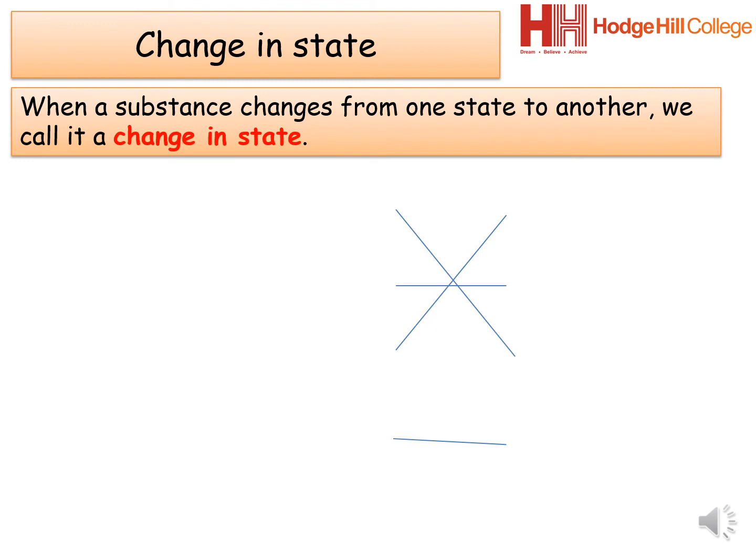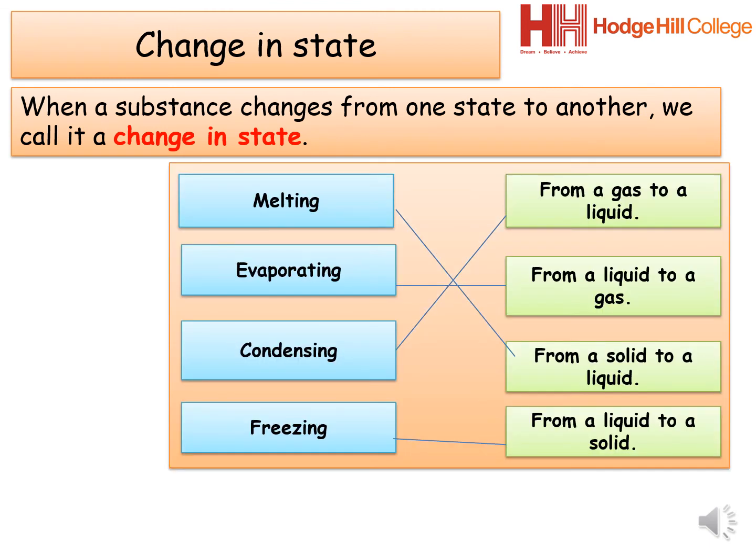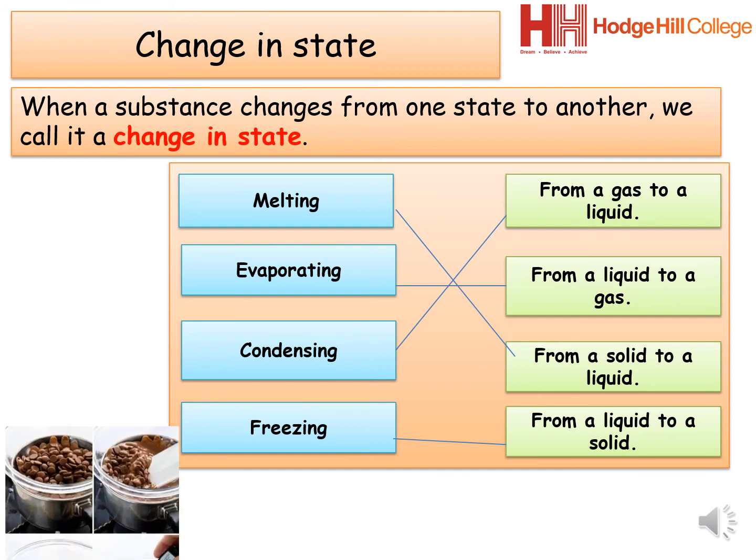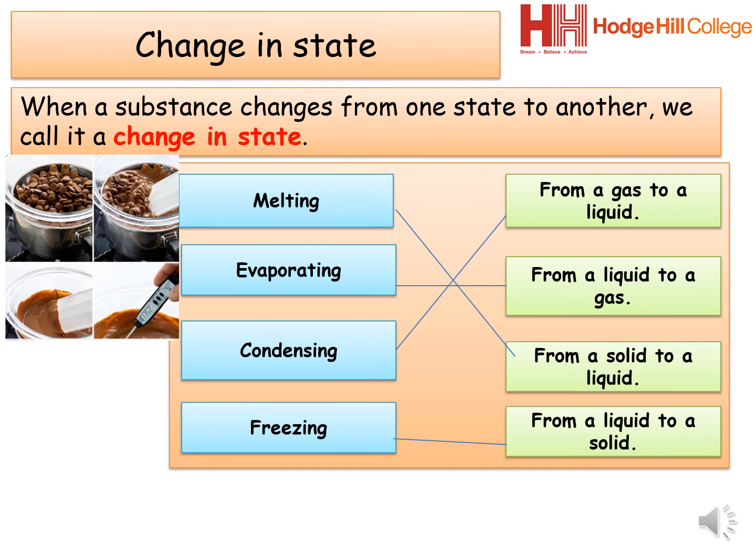So changes in state, when a substance changes from one state to another, we call it a change in state. Now, there are four processes that you need to know. These are melting, evaporating, condensing and freezing. So what is melting? Melting is when it turns from a solid to a liquid. A very good example of this is chocolate. Chocolate is a solid. As you heat it, it turns into a liquid.